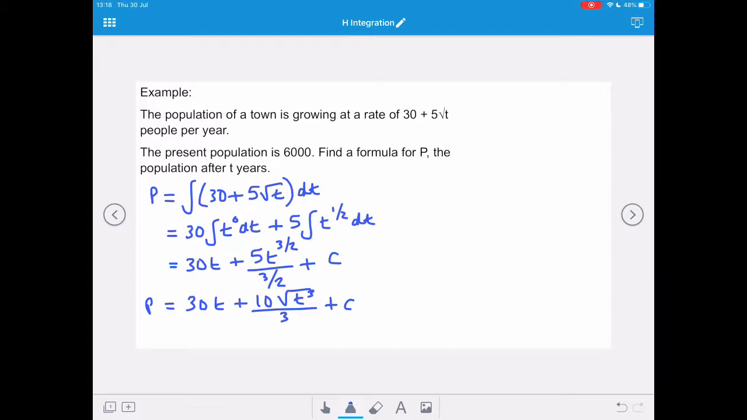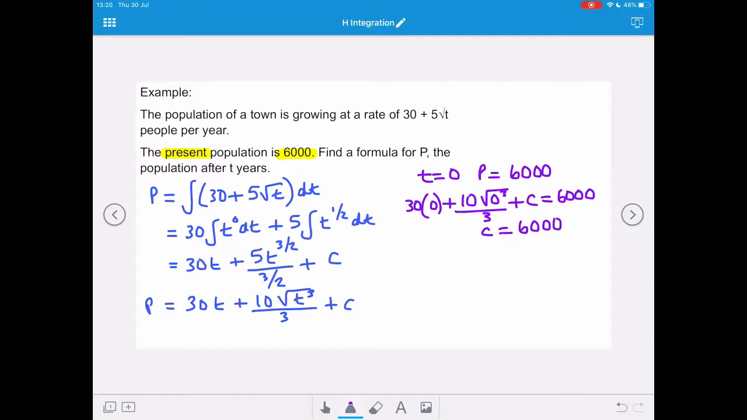Now we want to determine a value for c, and we can do that using the information in the question. It tells us the present population is 6,000. So that means that when t equals 0, p is equal to 6,000. And we can substitute that into our expression for p that includes our constant of integration to solve for c. So 30 times 0 plus 10 times the square root of 0 cubed all over 3 plus c equals 6,000, which gives us a value of c equaling 6,000.